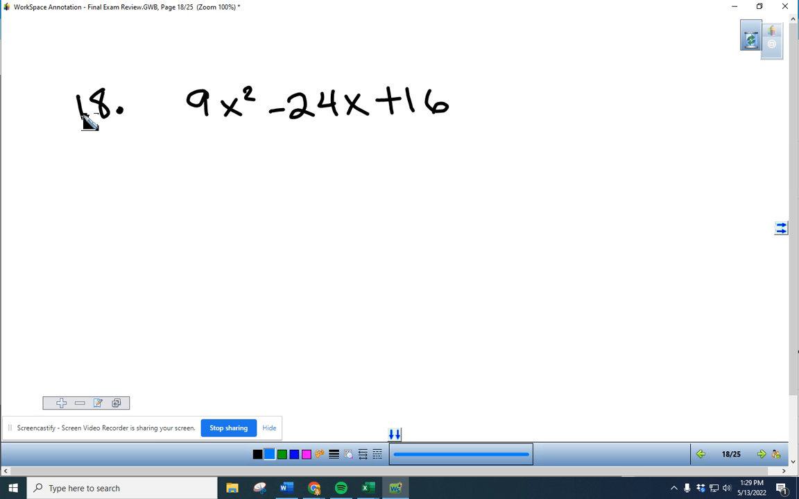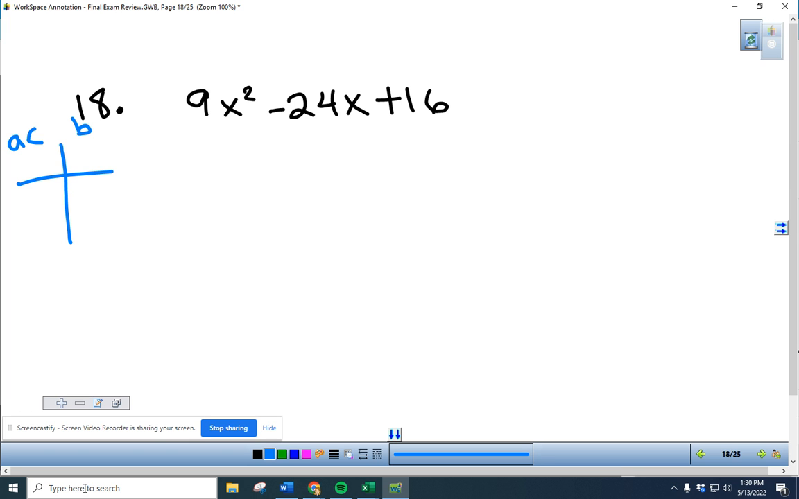9 can be divided by 3. Negative 24 can be divided by 3. 16 cannot. So, bummer. We're going to go ahead and, off to the side, I'm going to try the t-chart. I love the t-chart. It is my favorite thing to do.